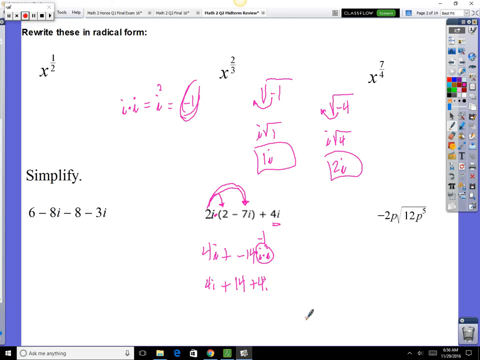So you got 3 terms. Add your like terms. 4 imaginaries at the start and 4 imaginaries at the end. Those are like terms. And 14 real is done. You should have 14 reals and 8 imaginaries. And that is your final answer.